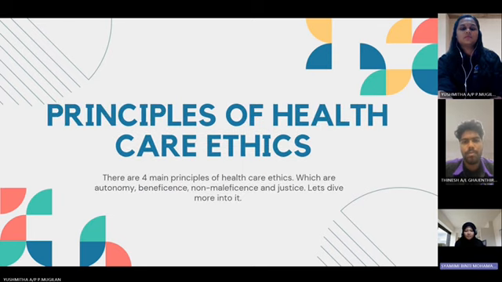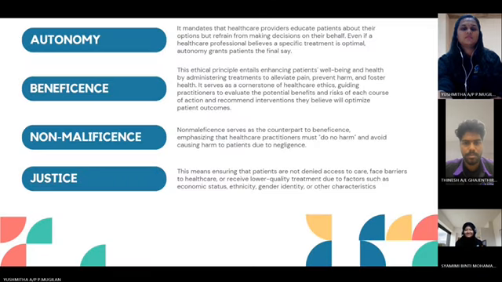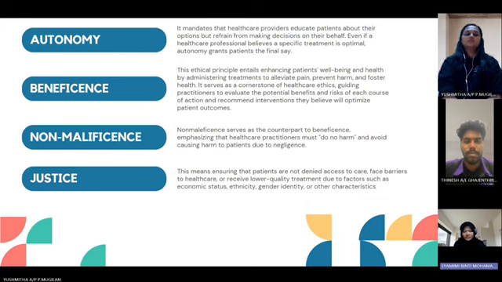So next is the principles of healthcare ethics. There are four main principles of healthcare ethics, which are autonomy, beneficence, non-maleficence, and justice. Let's dive more into it. The first one is autonomy. It mandates that healthcare providers educate patients about their options but refrain from making decisions on their behalf. Even if a healthcare professional believes a specific treatment is optimal, autonomy grants patients the final say.